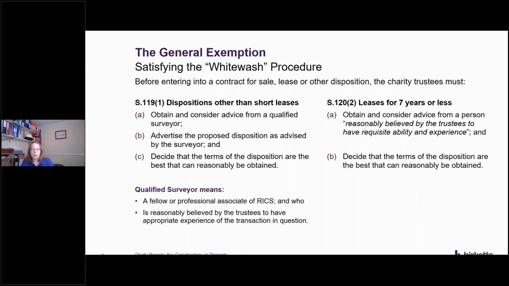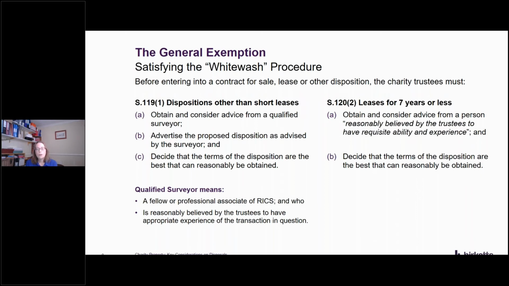Again, we always look at whether there is an exemption we can rely on. I'm just going to talk about the general exemption, because this applies in most charity transactions that we deal with. So we also call this the whitewash procedure, which is not to say that it's not important that it's complied with, but it's a process. So the general exemption is contained in sections 119 and 120.